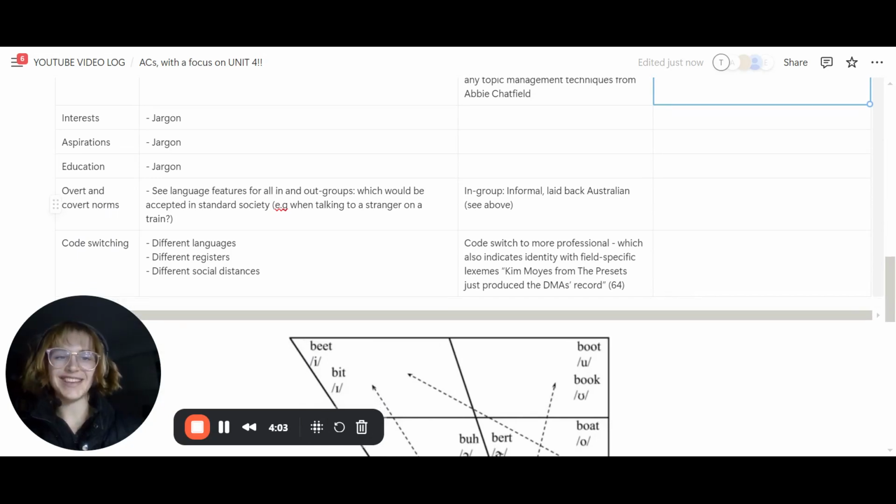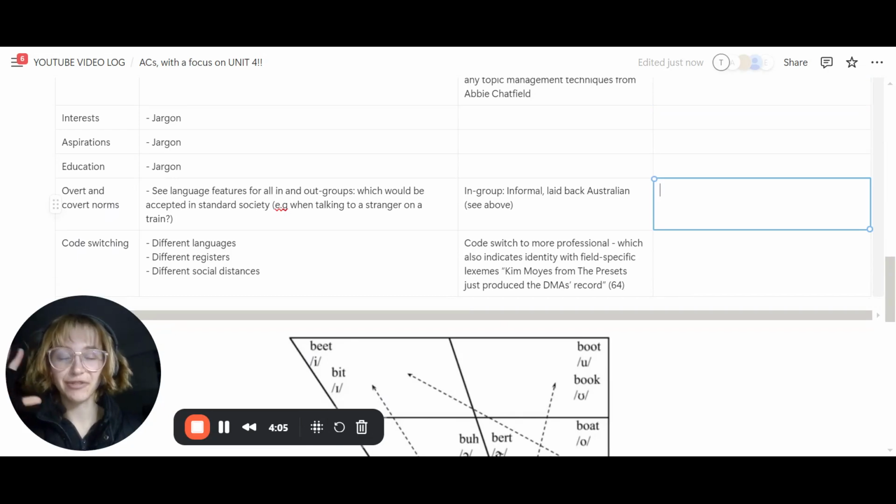Overt and covert norms, again, you need to kind of link back to the stuff we've already talked about. So clearly we've got a lot of non-standard English here. What does that mean? Overt norms between the cousins. Yeah, you don't need to think of that separately. You shouldn't think of any of these ideas in isolation. They're all interconnected with each other, as with everything in English language.